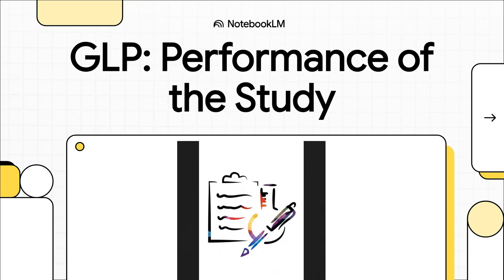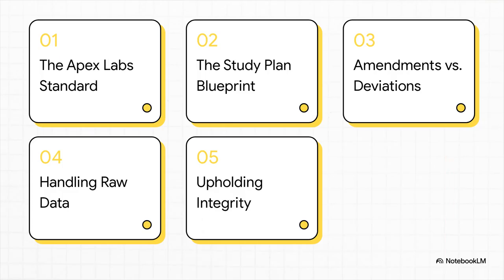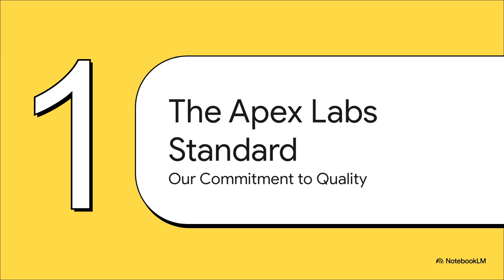Welcome, everyone. This is our Apex Labs training on good laboratory practice, and we're going to be focusing on really the most critical part of what we do, actually performing the study. So here's what we're going to cover. We'll look at the Apex Lab standard, the study plan itself, what to do when things change, amendments versus deviations, how to handle our raw data, and finally, how to uphold the integrity of the entire study. It's all about making sure our work is solid. All right, let's jump right in.